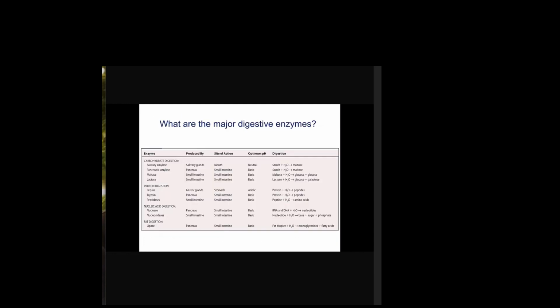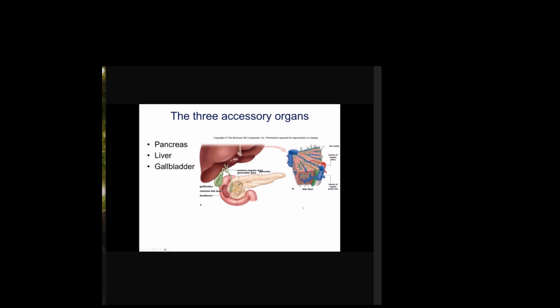This is a good summary slide that indicates the various enzymes, what produces them, where they act, the desired environment in terms of pH under which they are operating in, and then the products that result from the digestion of the substrate. It shows here pepsin digestion, nucleic acid digestion, fat digestion, and it's a good summary slide. It's a good one to remember.